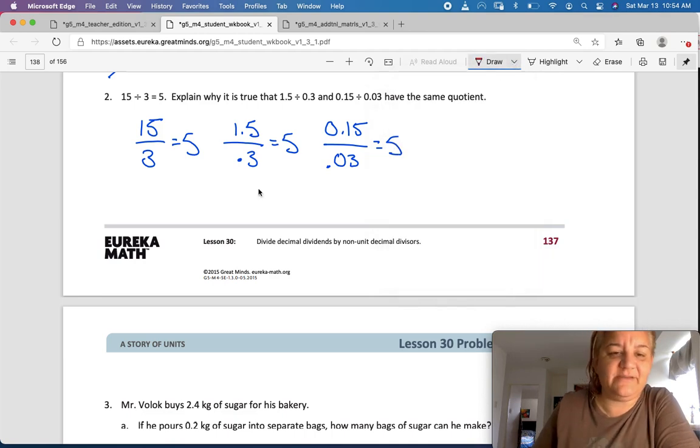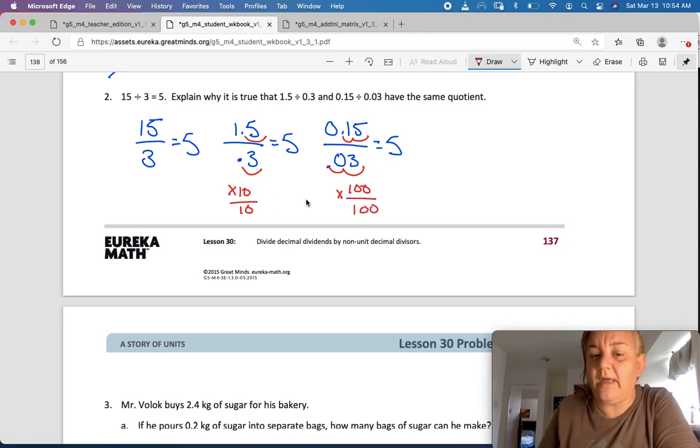Well, they're all the same value because all they did here was move the decimal one space, and here they moved it twice. And how did they do that? Well, they multiplied this one by 10 over 10, and they multiplied this one by 100 over 100. Which is 1. It just moved the decimal, didn't change the value. And we talked a lot about that, the powers of 10. In fact, 100 would be just 10 squared, right? All right, explain why it is true and have the same quotient.